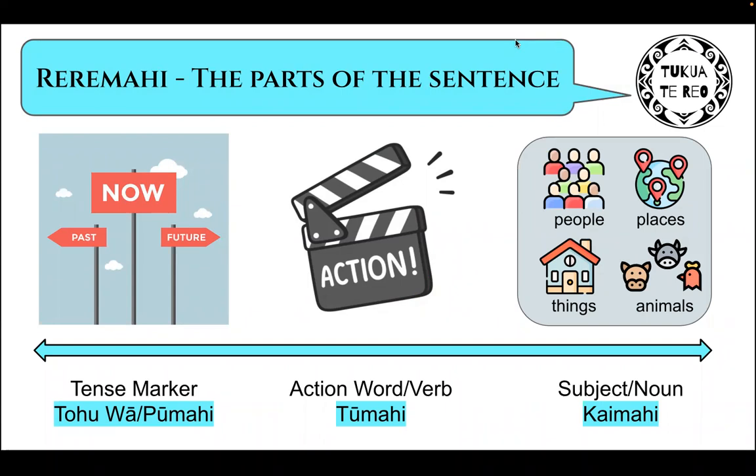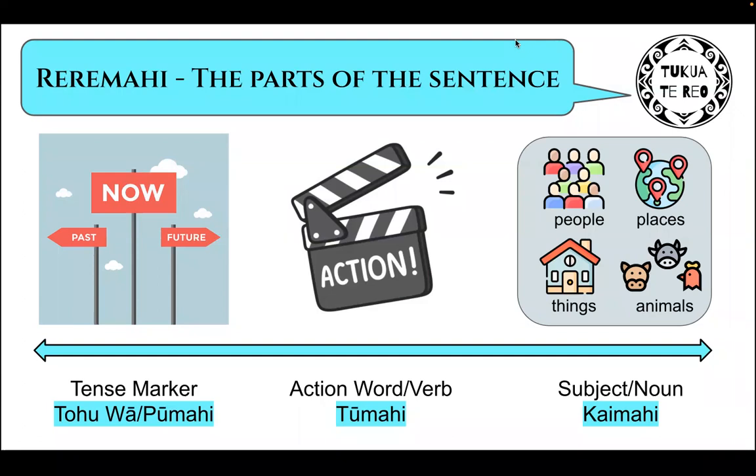The next part of the sentence is the action word or the verb. In Te Reo Māori, this is called a tūmahi. The last part of the sentence is the kaimahi, which is the person, animal, or thing doing the action, or the doer of the action. The kaimahi can sometimes also be abstract, like an idea, an emotion, or a thought.